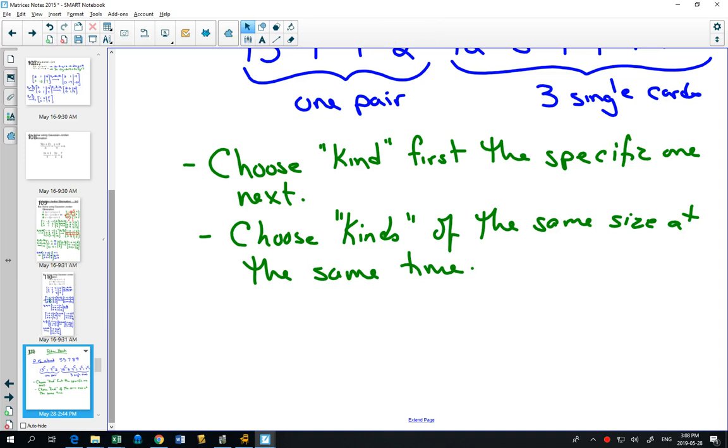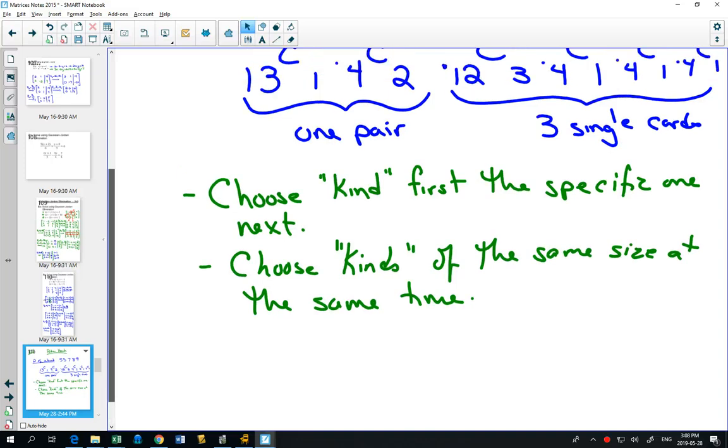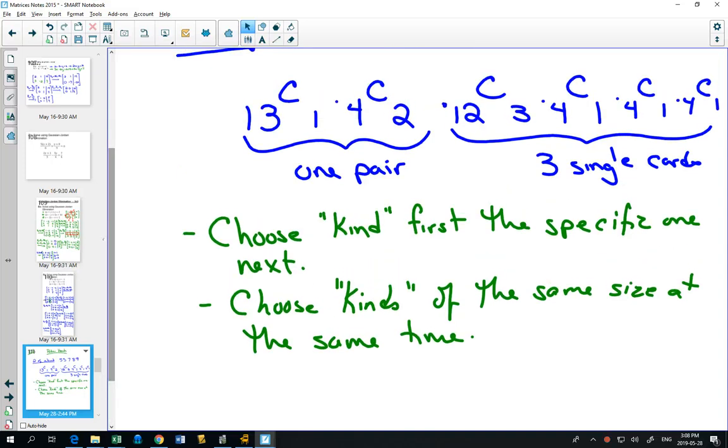And the second thing that we said was we're going to choose kinds of the same size at the same time. So notice that I chose my single cards, 12 choose 3, all at the same time. That's important because if you choose them at different times, you might create order in a poker hand, and a poker hand has no order. Doesn't matter the way that you were dealt the cards, you can rearrange them in your hand.